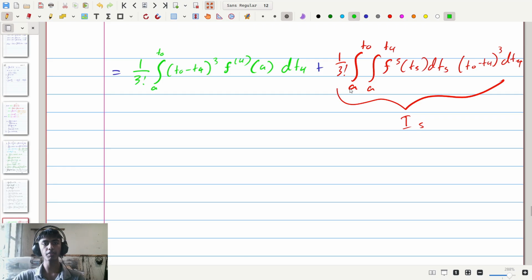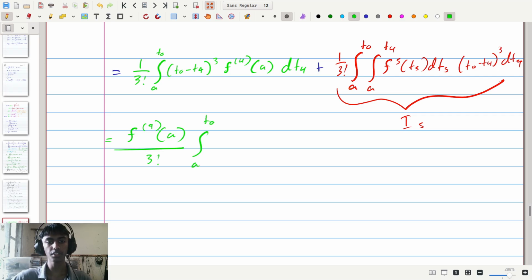So then, simplifying this, we can see for the green integral, this part is a constant relative to t4, which means we can take it out. So here what we have is f4(a) divided by 3 factorial times the integral from a to t0 of (t0 minus t4) cubed dt4, plus, and then this rest of the integral is I5. So now then, taking the green integral down, we can see this right here is what we had in the lemma, which means we can take it out.